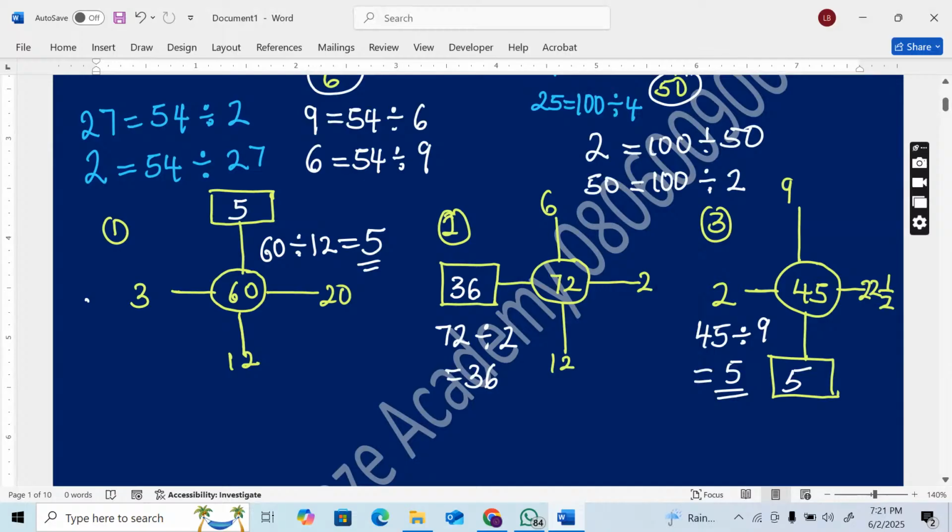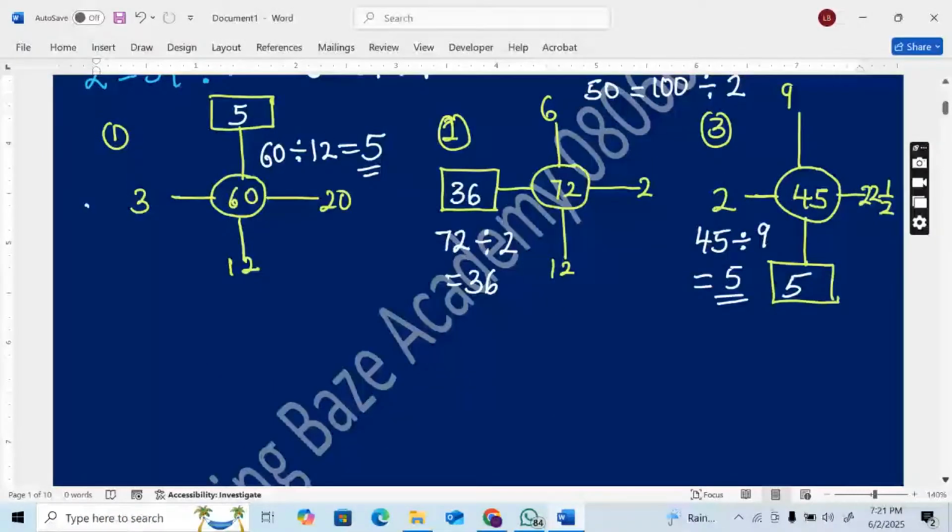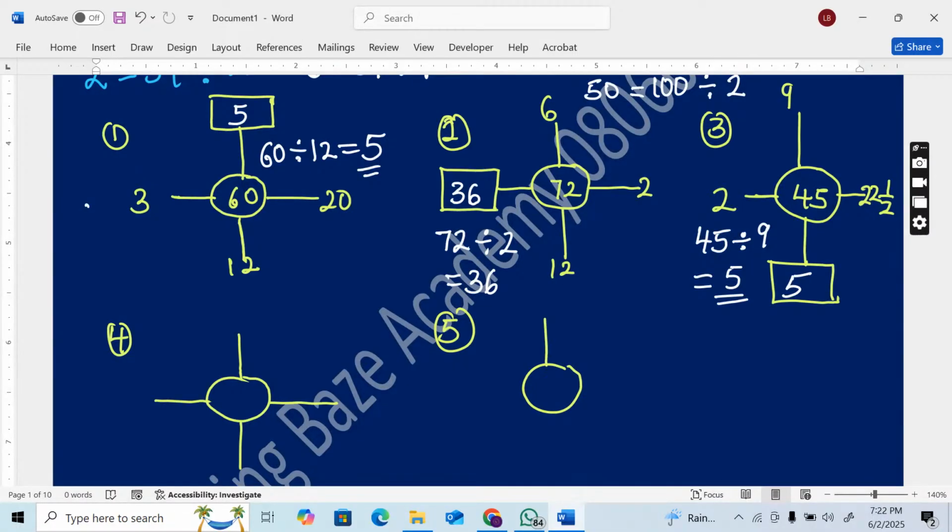Our answer is 5. Now, I want to see who's going to get this answer first for number 4. So get ready. You want to get 5 points for yourself. Please follow my instruction for number 4. All right? If you want to get 5 points or you want to get 5 stars, follow my instruction for number 4, rather.